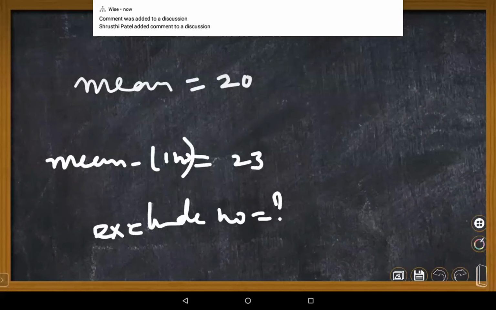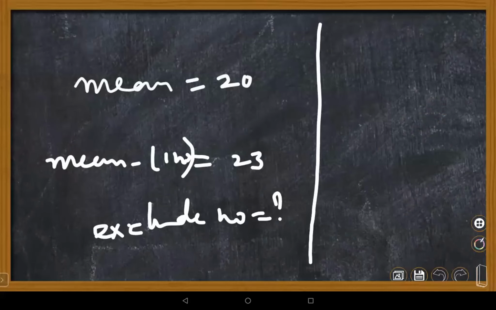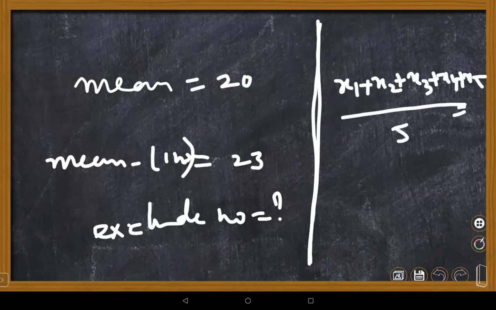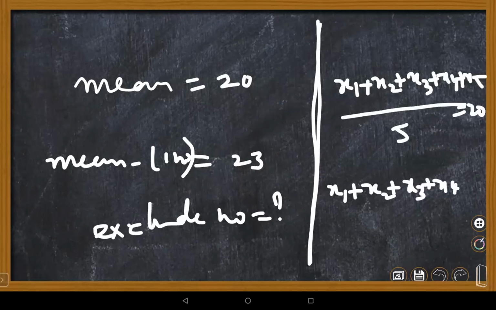Now you see, 5 numbers are given. Raghav, right? Yes, ma'am. Do you hear me? So x1 plus x2 plus x3 plus x4 plus x5 divided by 5 equals 20. Right, Raghav? Yes, ma'am. So in the second one, one number is excluded. Included means added. Excluded means removed. So x5 removed: x1 plus x2 plus x3 plus x4 by 4 equals 23.